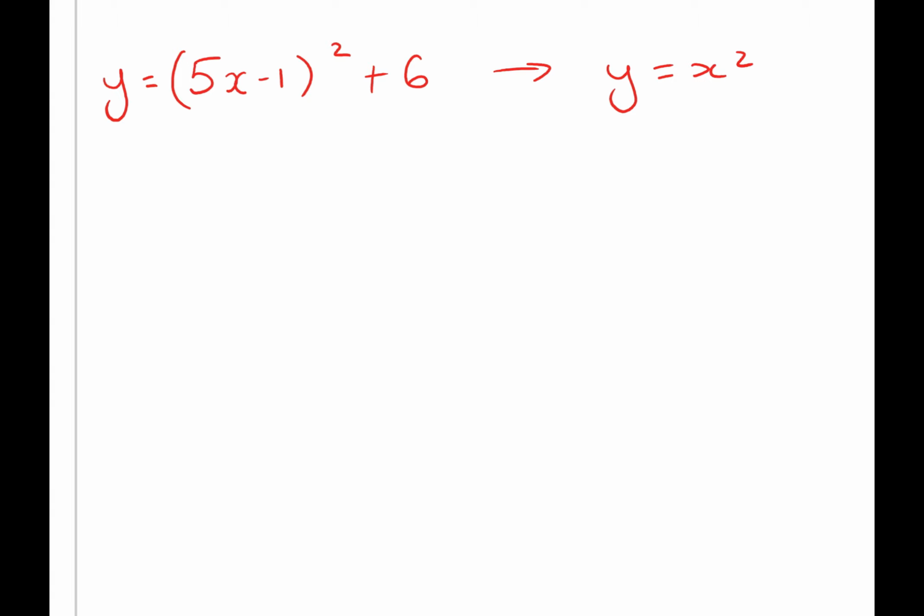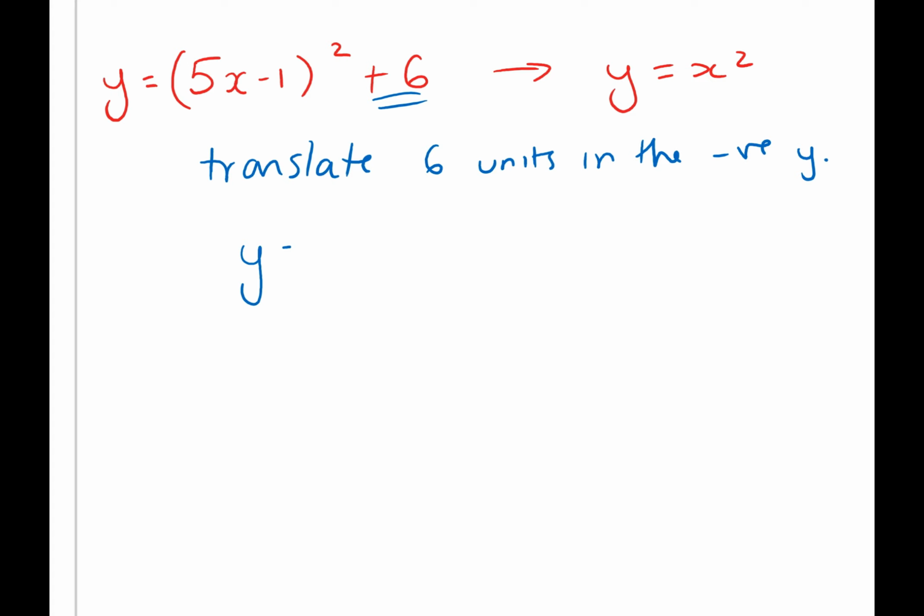Okay, so first thing we might do is get rid of that 6. So, we are going to translate 6 units in the negative y direction. So just excuse my shorthand as I get you to correct your answers here. So that would become y equals 5x minus 1 squared.